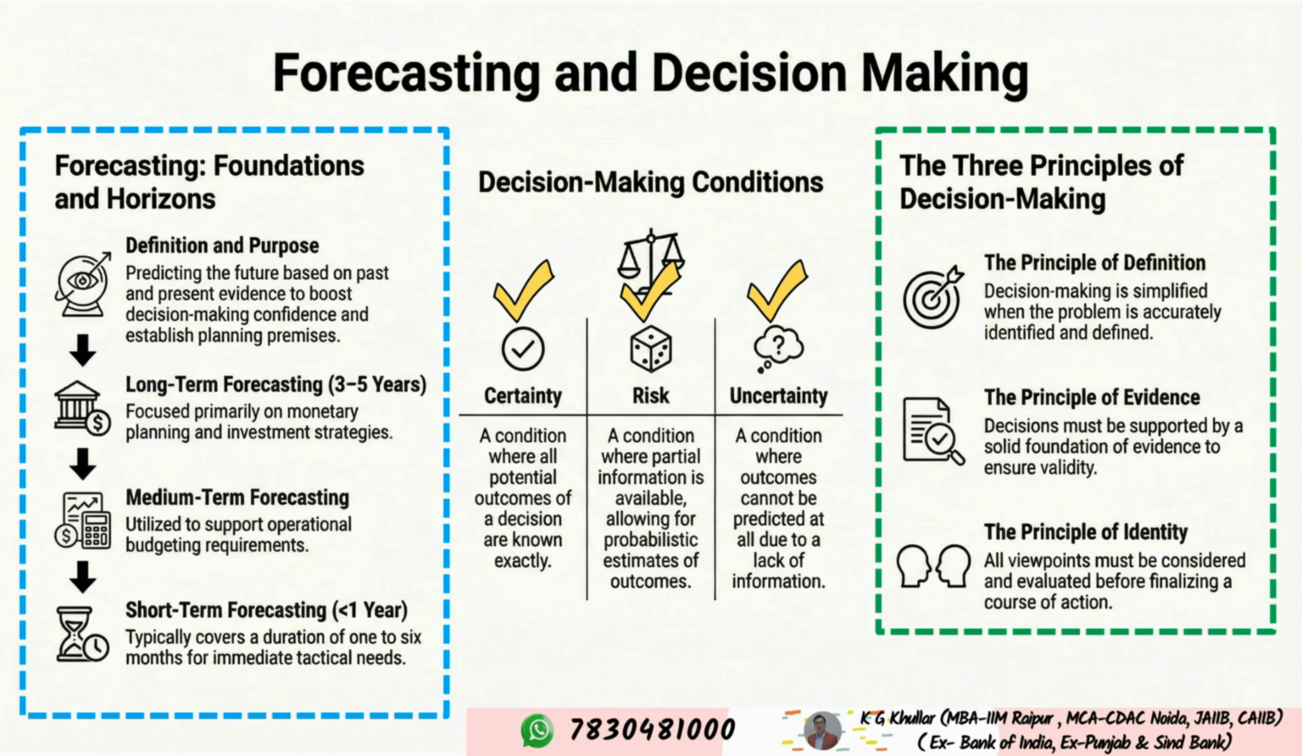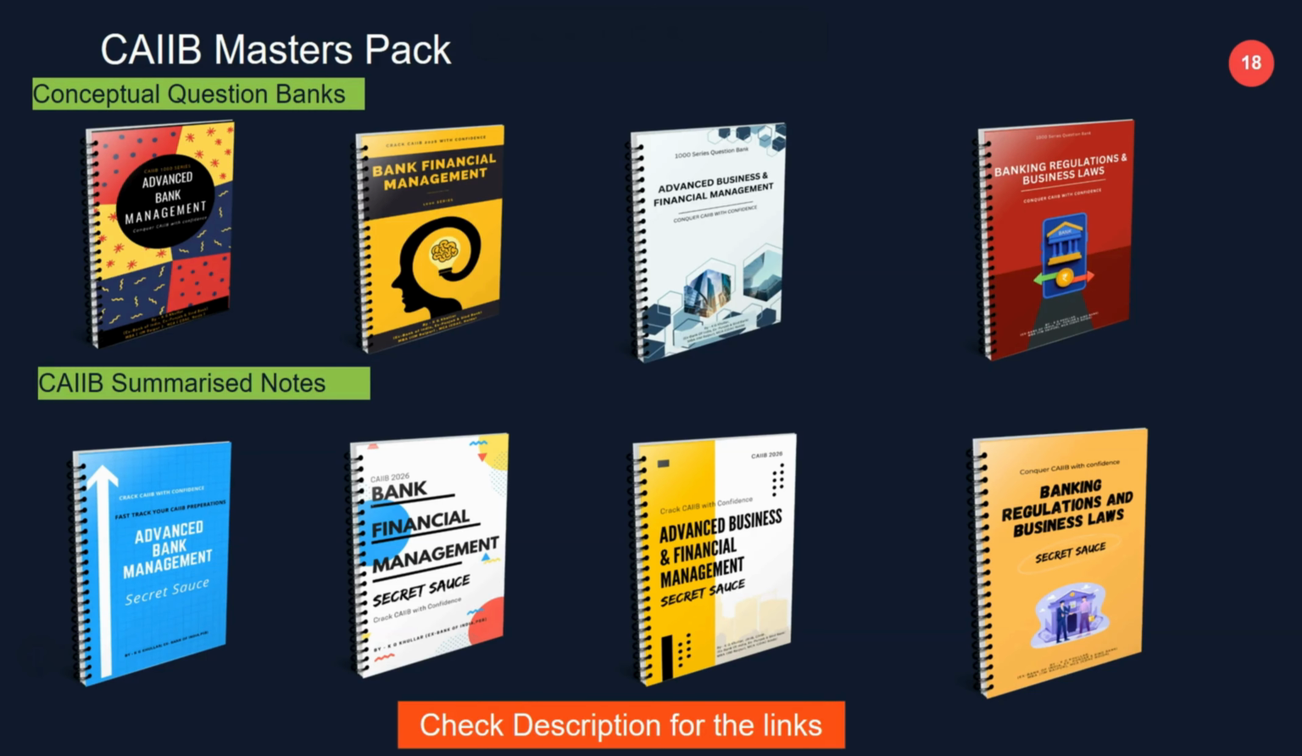Friends, with this, you now have a clear understanding of the key concepts in Chapter 2 covering planning fundamentals, the 8 steps of planning, MBO, environmental analysis through PESTLE and SWOT, contingency planning, forecasting, and decision making.